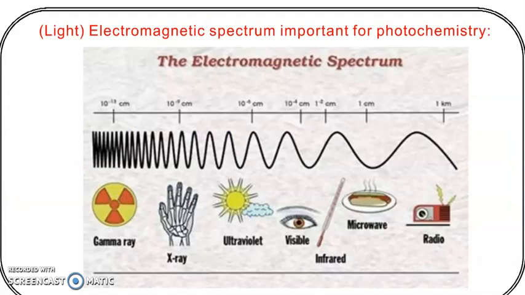Now, the electromagnetic spectrum is important for photochemistry. You can see here the electromagnetic spectrum: gamma ray, X-ray, ultraviolet, visible, infrared, microwave and radio wave. So from gamma rays to radio wave, the wavelength is going to increase.